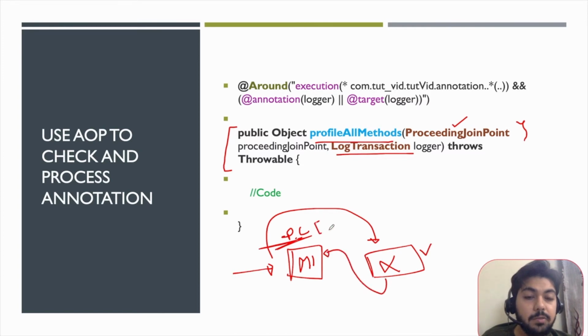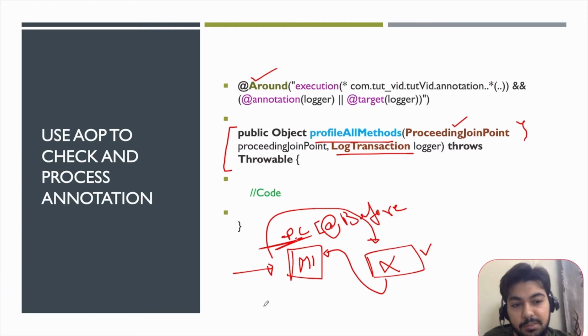This type of point cut, or advice, is known as @Before. Similarly, we have advice @After and @Around. So I have used @Around advice here. @Around says that before the execution of the method and after the execution of the method, this x should be called. If the request comes for method m1, then x should be called before the execution of m1 and after the execution of m1. That's a simple concept of AOP and @Around advice.